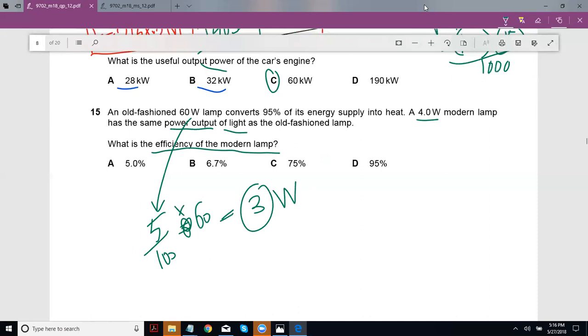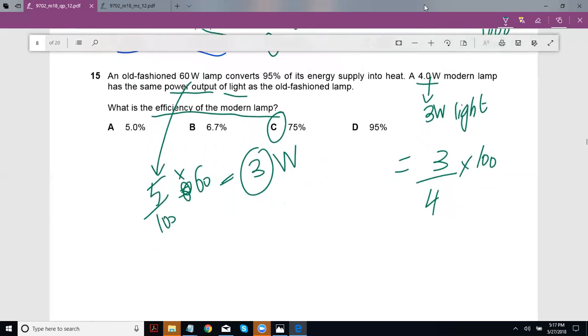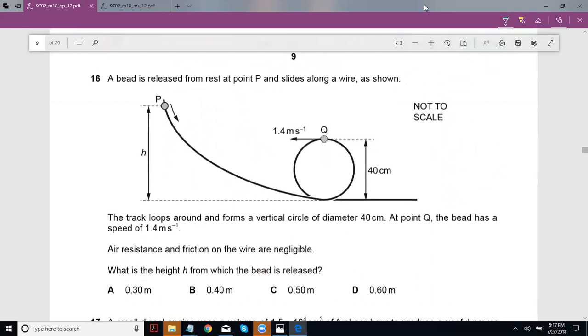However, we know the 4-watt lamp has the same power output. So from 4 watts, 3 watts of light is provided. To calculate efficiency, it's 75%, kind of clear. But if you want to put it in the formula, it's 3 upon 4 into 100, which gives you 75%. Again, ensure that this is a useful output, which is light. Don't take that 1 watt, which is heat.